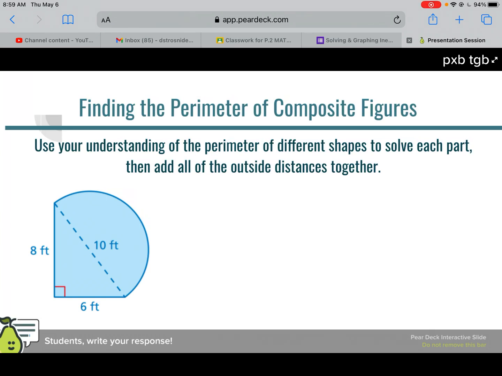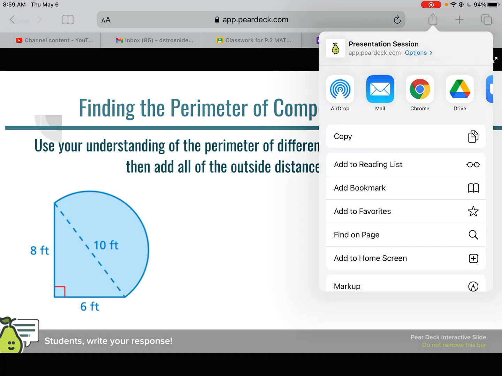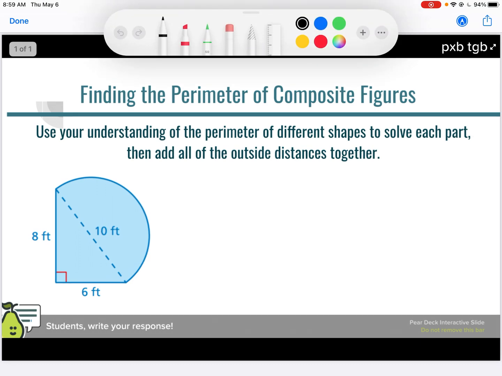All right, let's talk about finding the perimeter of composite figures again. So once again, like I mentioned, perimeter is the distance around a figure. And what we need to know about perimeter is the properties of the shapes that we're looking for. So in this case, we know the distance around this part of the triangle, that's 8 feet. We also know the distance around this part of it, which is 6 feet. So that gives us part of what we know.